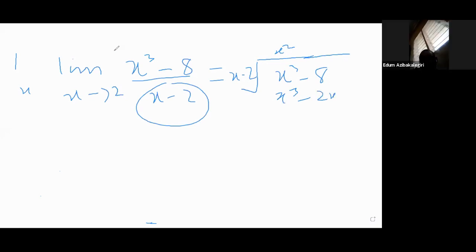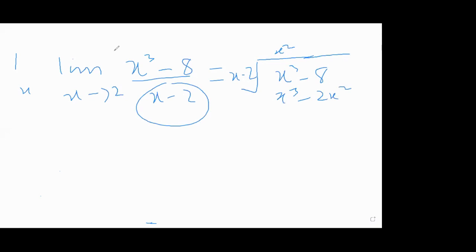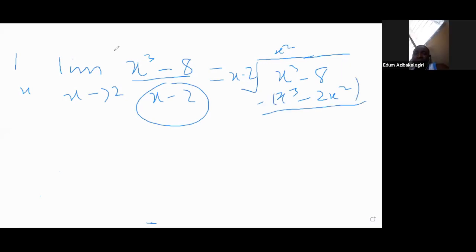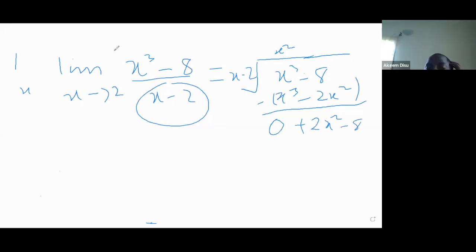Then in order to reduce, we are doing division. We subtract: x cubed minus x cubed, and minus 2x squared minus x squared. This will give us 0. Is that okay? This will now become plus 2x squared, because minus times minus will give you plus. And this will move down to 8. Then we multiply by 2x.